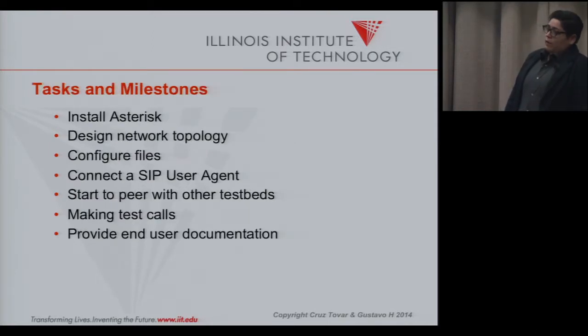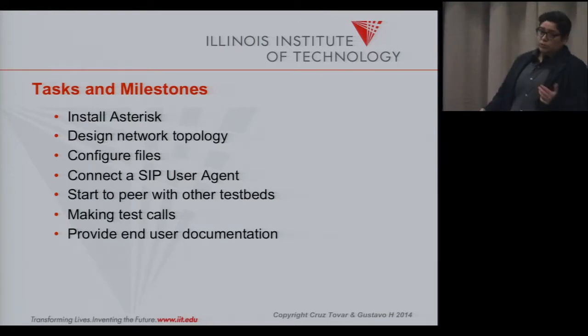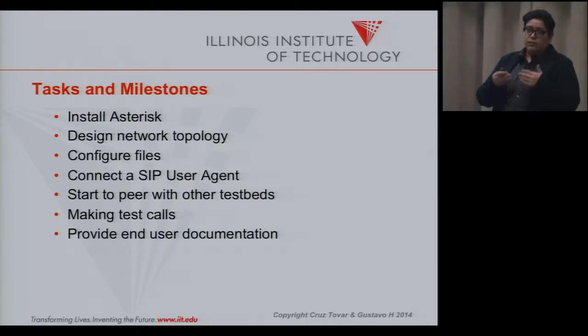For the tasks and milestones, the first step was to install Asterisk on CentOS, design a network topology, and use the configuration files within Asterisk to peer with the testbeds. Then we needed to connect the user agents from our proxies so we could make test calls between the elements, and then start to peer with a testbed.